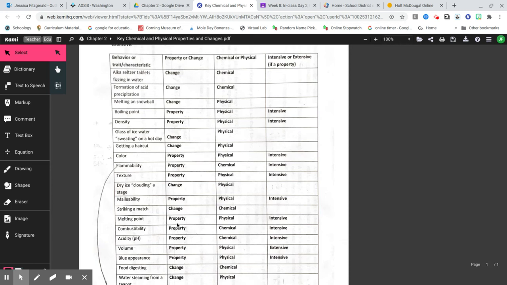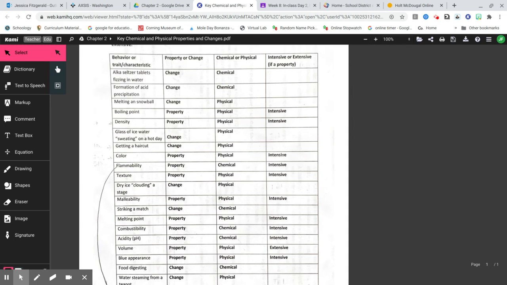Melting point is also a property because it's specific to matter. Like we know water is going to melt at 32 degrees Fahrenheit or 0 degrees Celsius, so that's a property. It's physical because we can physically describe it, and it's intensive.